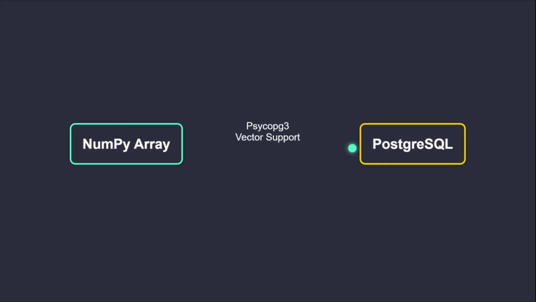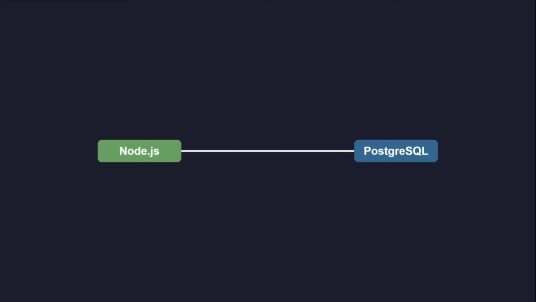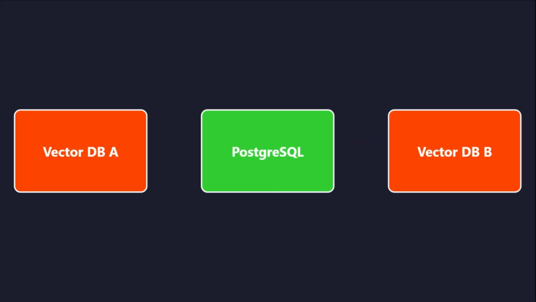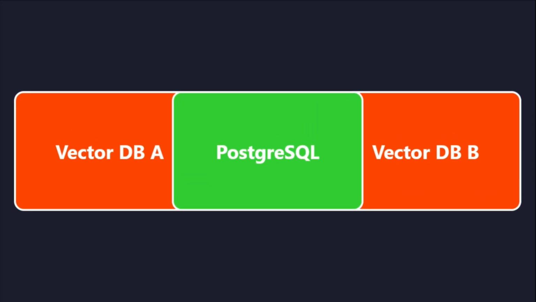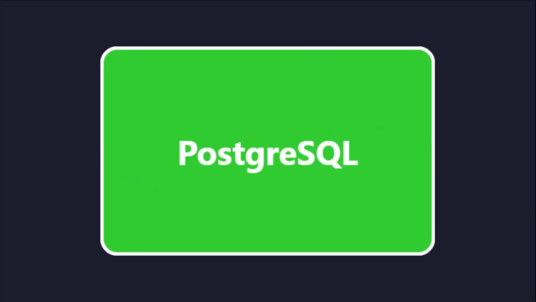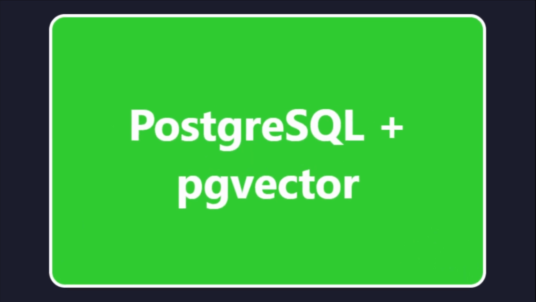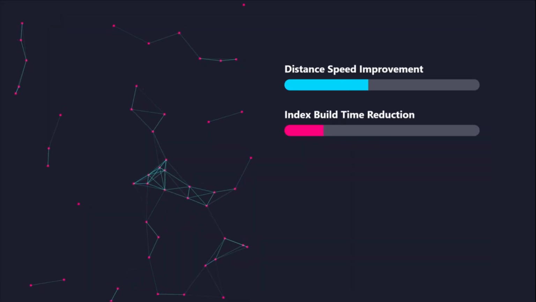This allows you to pass NumPy arrays directly into your SQL queries, simplifying the bridge between machine learning models and storage. For JavaScript developers, the pgvector library provides easy integration with the standard pg client. You can store and query vectors using plain arrays, making semantic search accessible to web application backends. Migrating from specialized vector databases to pgvector reduces infrastructure complexity. Keeping your relational data and embeddings in one place simplifies transactions, backups, and data consistency across your entire system.